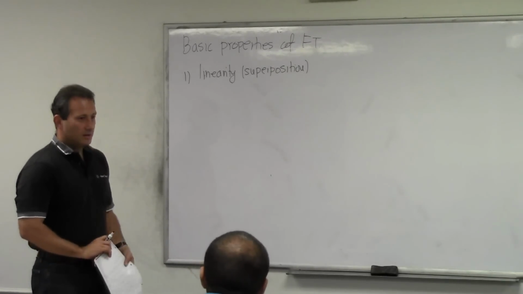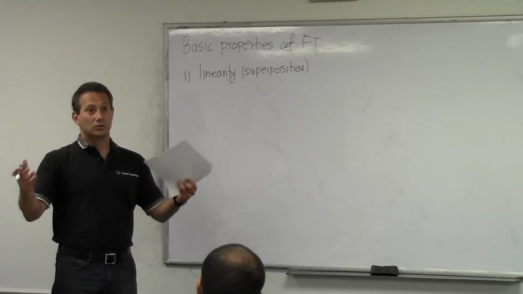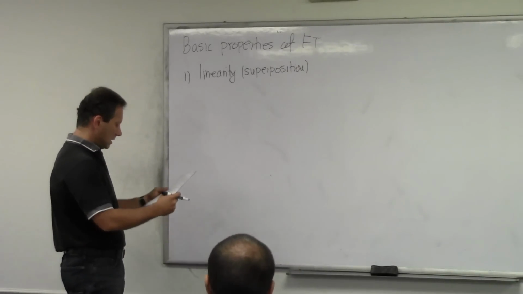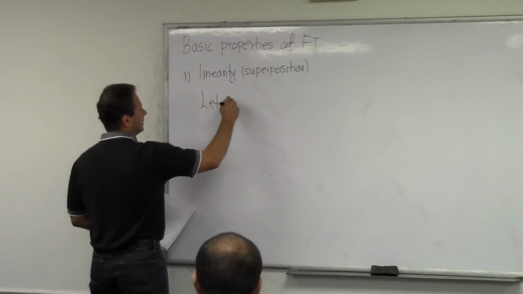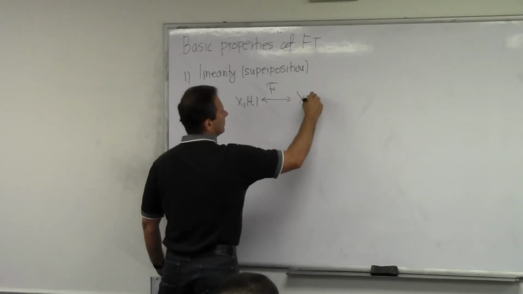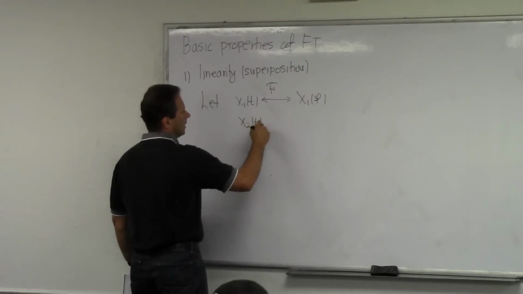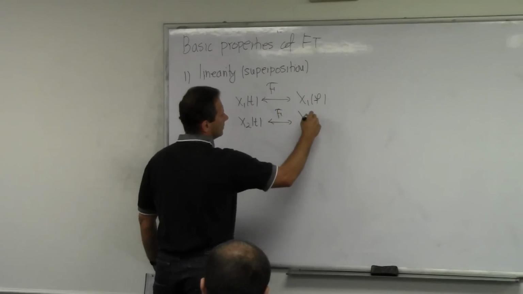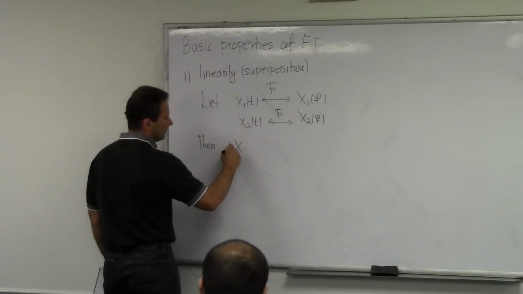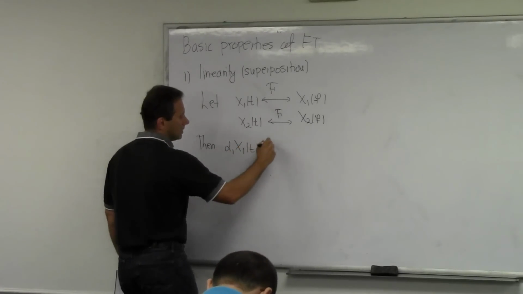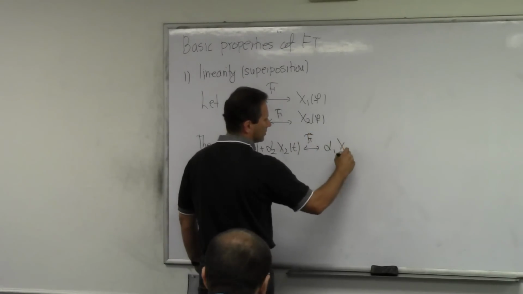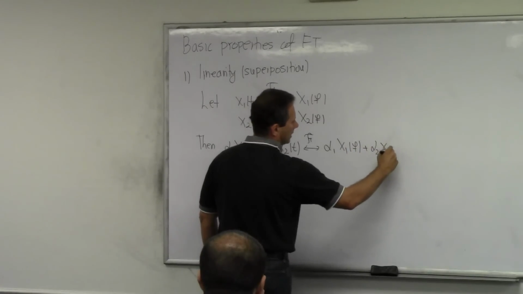But what does it mean? The sentence that says it is: the response to the sum of the inputs is equal to the sum of individual responses. Right? So that's your superposition. But let's just formally say that. Let's say x1 of t has a Fourier transform x1 of f, and x2 of t has a Fourier transform x2 of f. Then alpha 1 x1 of t plus alpha 2 x2 of t has a Fourier transform alpha 1 x1 of f plus alpha 2 x2 of f.